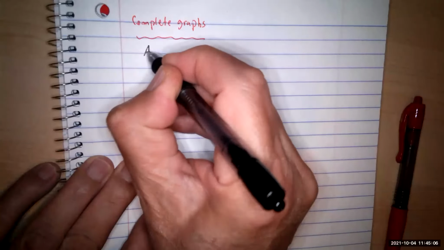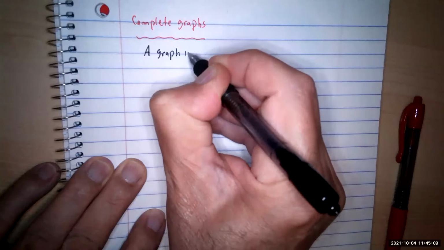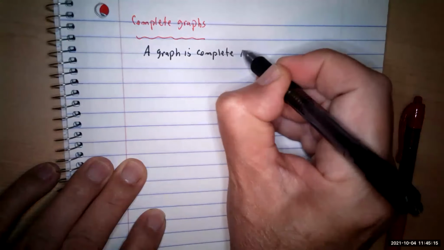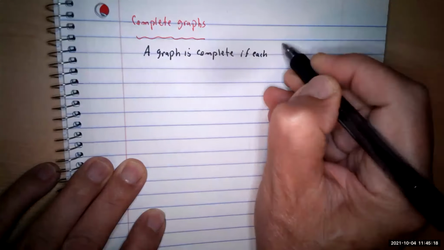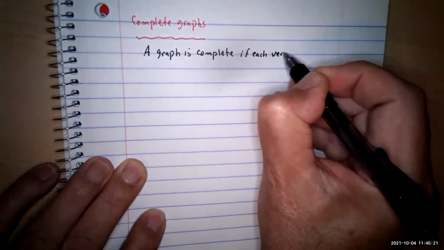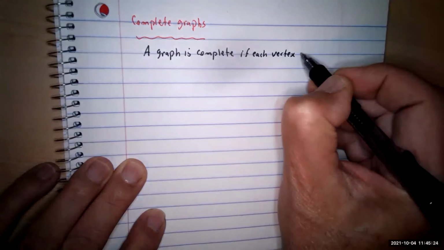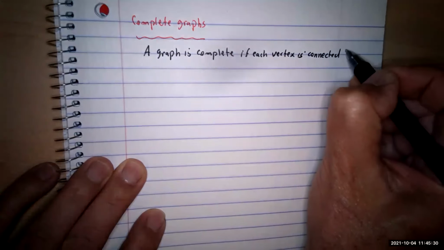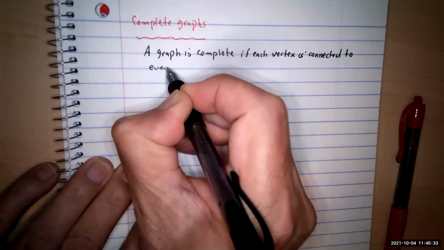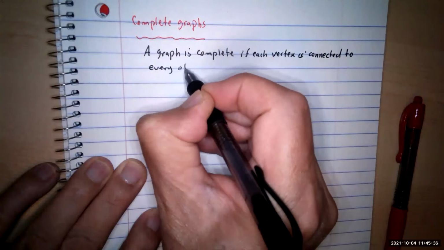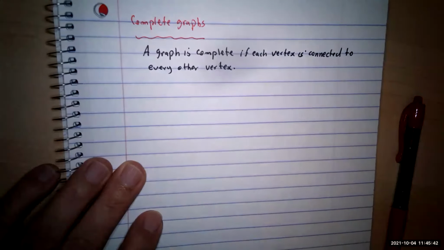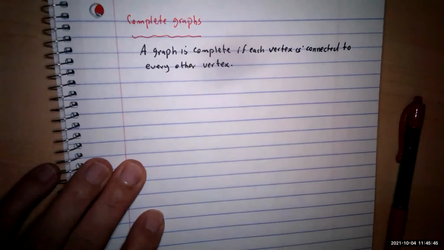So a graph is complete if each vertex is going to be connected to every other vertex. That's it. We call it a complete graph. Okay, each vertex is adjacent to the rest.